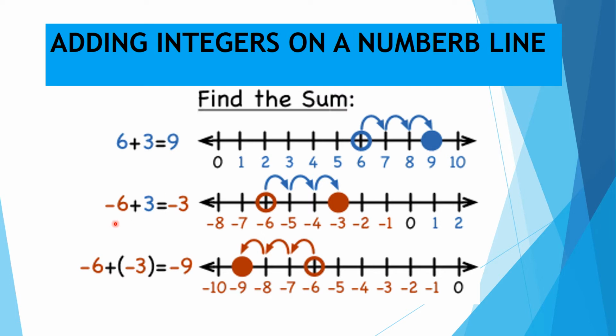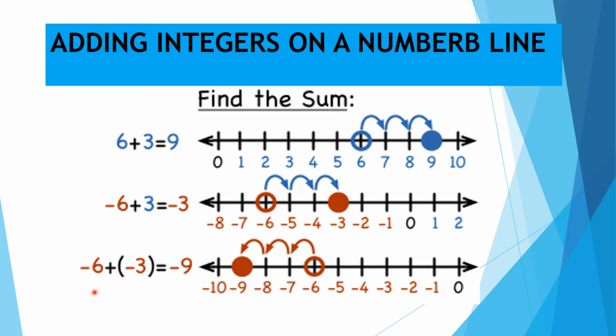Now the second one, minus 6 plus 3. Now you move to minus 6 from 0. Here is minus 6. Now plus 3. Again you are moving 3 steps to the right side. When there is plus 3, you are moving 3 steps to the right side. If it is minus 3, you will move 3 steps to the left side. So plus 3 is there, so you are moving 3 steps. On moving 3 steps to the right side, you are reaching minus 3. So the answer is minus 3. So minus 6 plus 3 is minus 3.